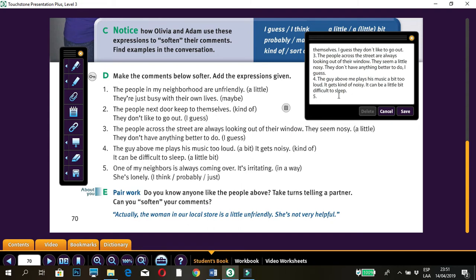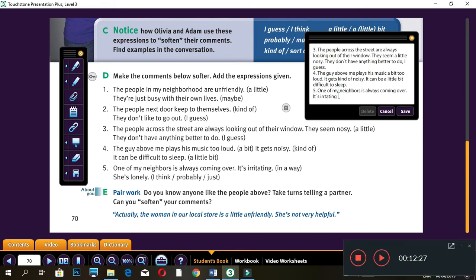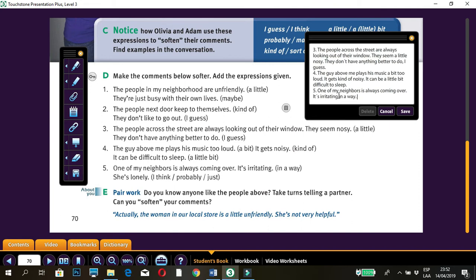And number 5, very good. One of my neighbors is always coming over. It is irritating. She's lonely. So instead of saying that, to soften your comments, you can say one of my neighbors is always coming over. It means to my house. Yeah? It means I don't like it. Es un poco irritante. Me molesta eso. Okay? I think she's probably just lonely. So we are using all the words that are here in parentheses. O sea, pienso que ella es un poquito solitaria, una persona solitaria. Okay? So you see, we can use all these words to make our comments softer.